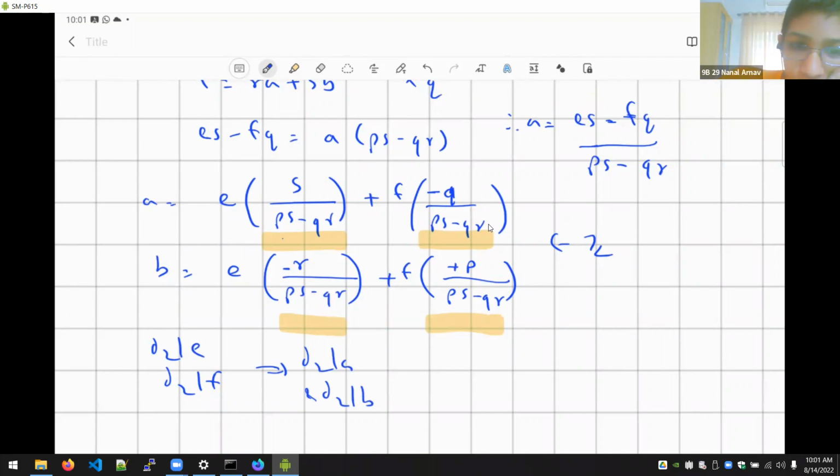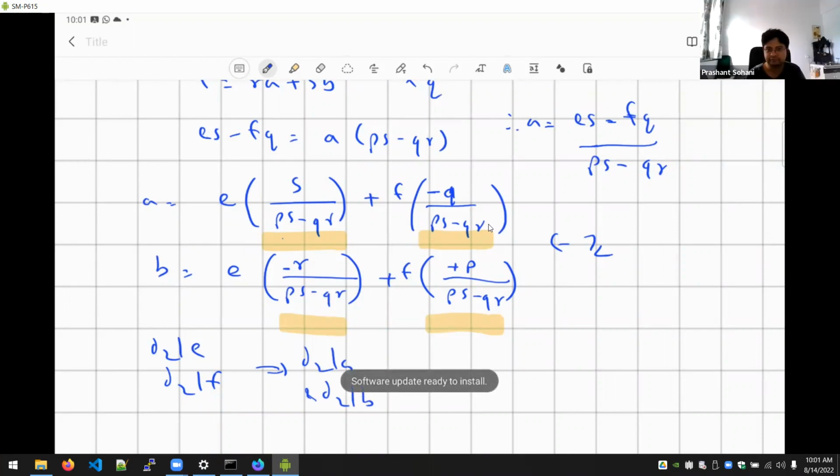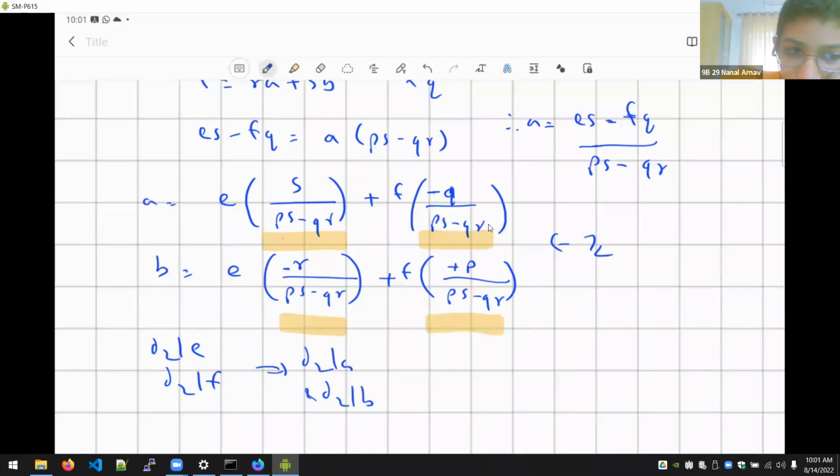PS minus QR should divide all of PQRS. But I don't know if this is necessary or not. We have not proved that yet. It is sufficient, but we don't know if it's necessary or not.